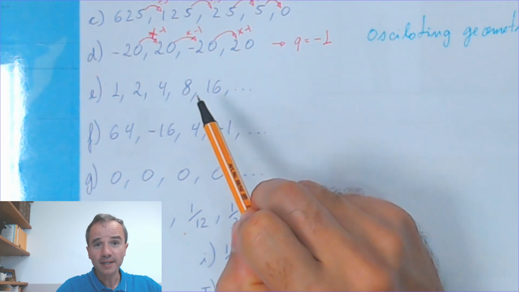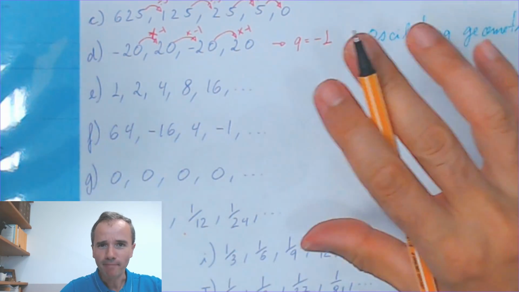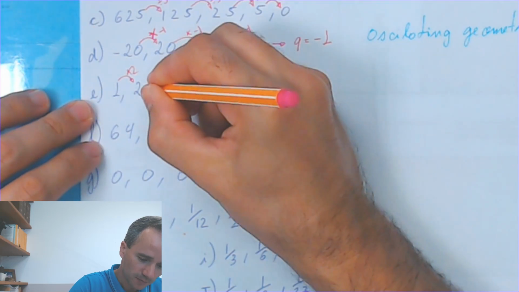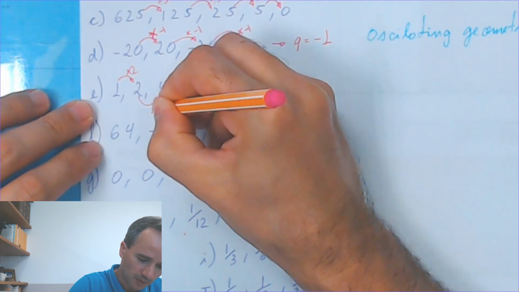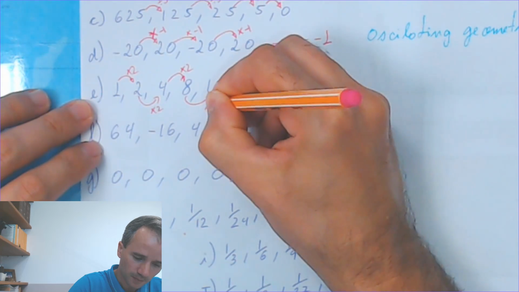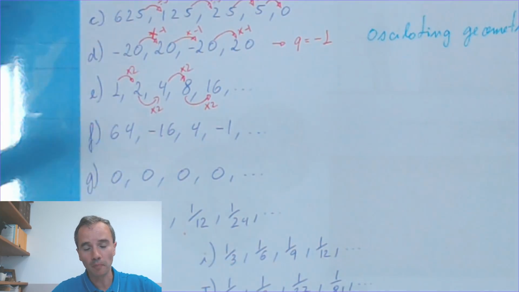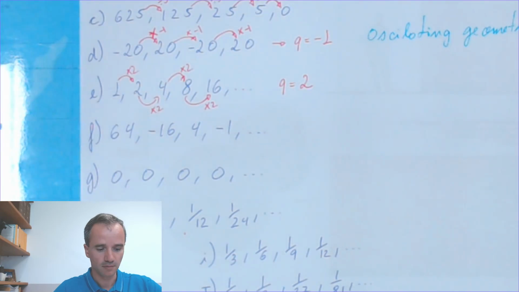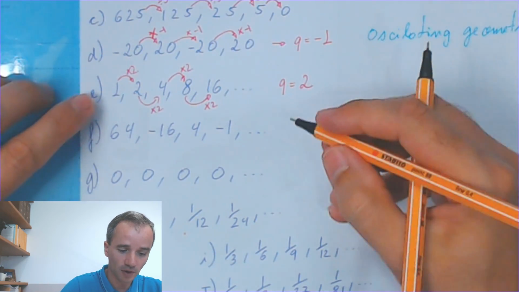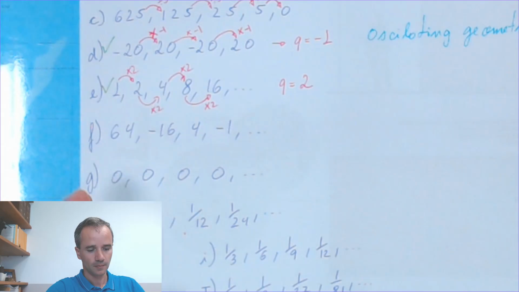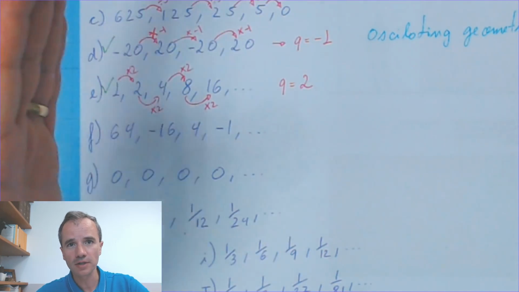1, 2, 4, 8, 16. Well, this is by the book, right? Times 2, times 2, times 2. It couldn't be more perfect. Q is just 2. There is no reason to say anything else, because we have a constant common ratio.